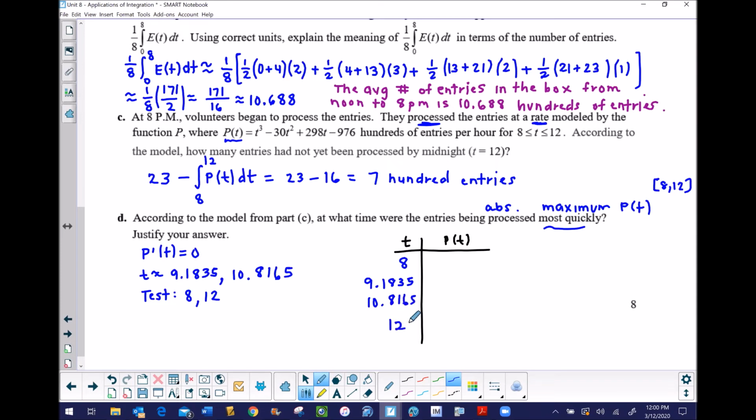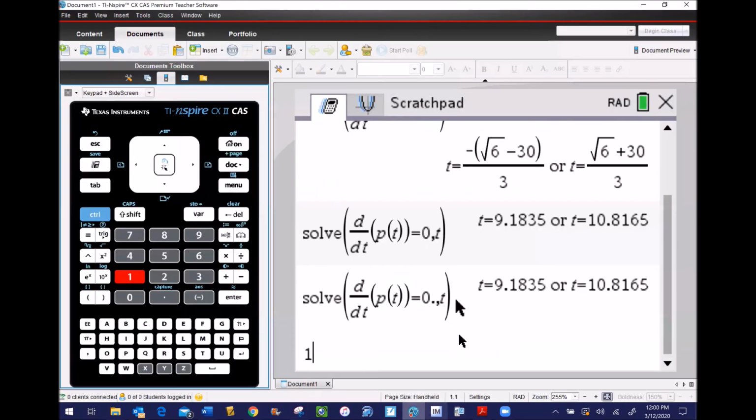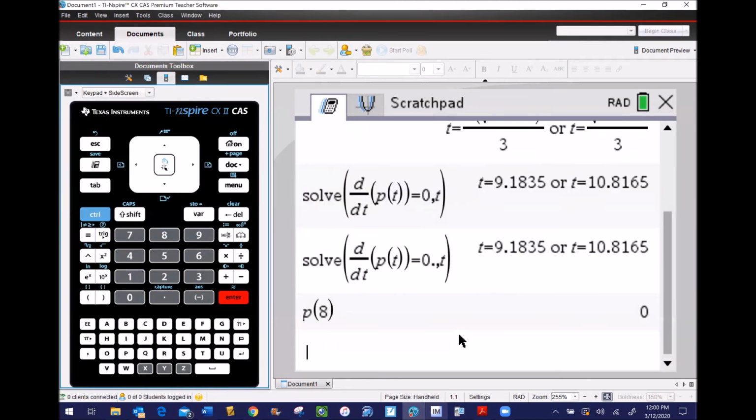And like I said, we have the calculator to use, which is going to make this go much, much faster for us. Okay, so we grab the calculator one more time, and then we just basically figure out, well, what are all of these values? What is P evaluated at 8? Well, there's our answer. Interesting. P of 8 is 0, which means right when we start to process, we're not processing very quickly.